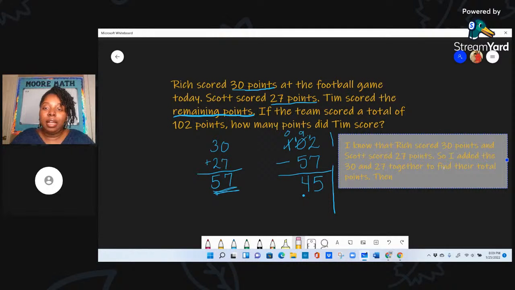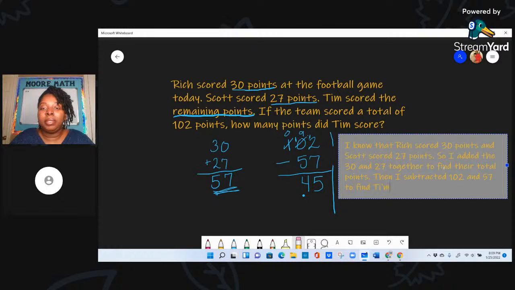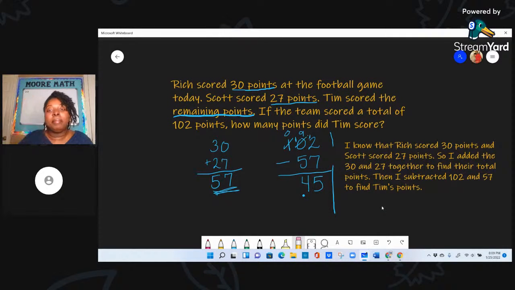Then I subtracted 57 from 102 to find Tim's remaining points. Or Tim's points. And that's it. Okay, so you're just walking us through exactly what you did. So start off by saying, I know this. And so I added these two together to find their total points. And then I subtracted to find Tim's points. Done. Okay, you don't need to write anything else. You don't have to talk about, and then I carried the one and borrowed. You don't have to do any of that. Make it short and simple.